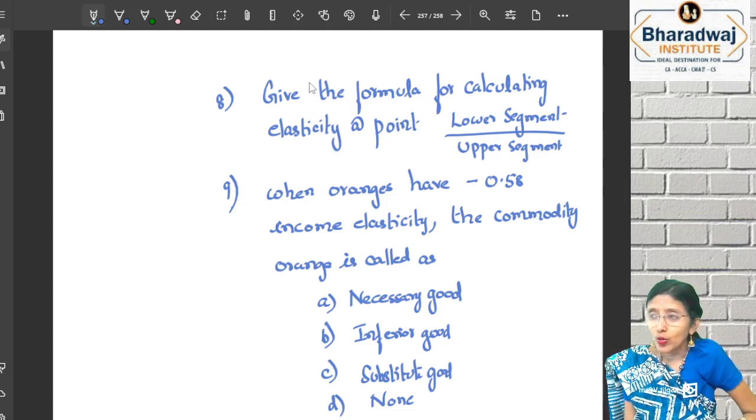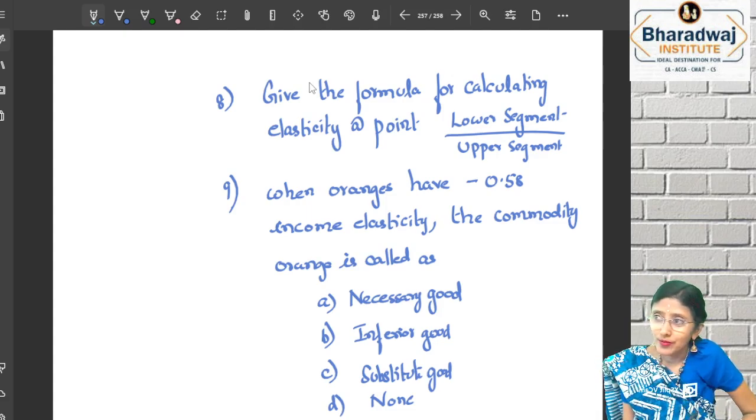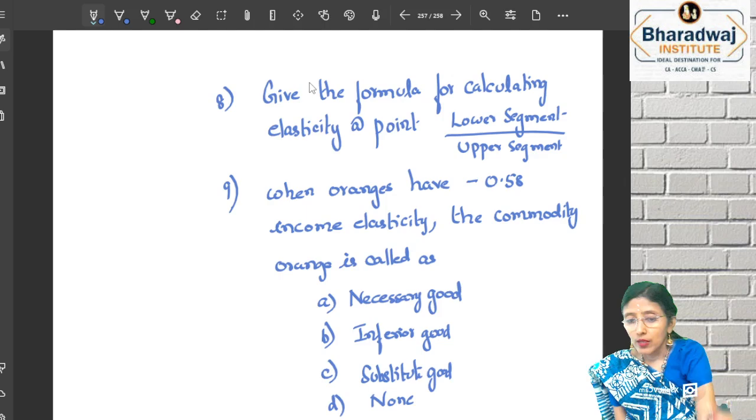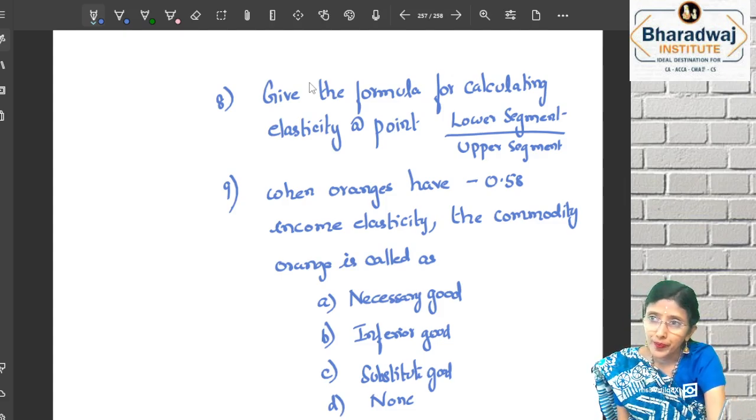So there are two answers for this. Necessaries. Why did you say necessaries? You went by the direct statement that orange is a necessary commodity: without fruits, I can't live. Is it like that? Because of the negative sign, we choose inferior good. Normally, this kind of thing, less than 1, that point.